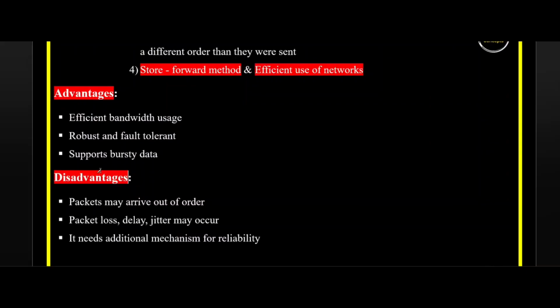There are some disadvantages too. Packets may arrive out of order. Packet loss, delay, and jitter may occur. It needs an additional mechanism for reliability.